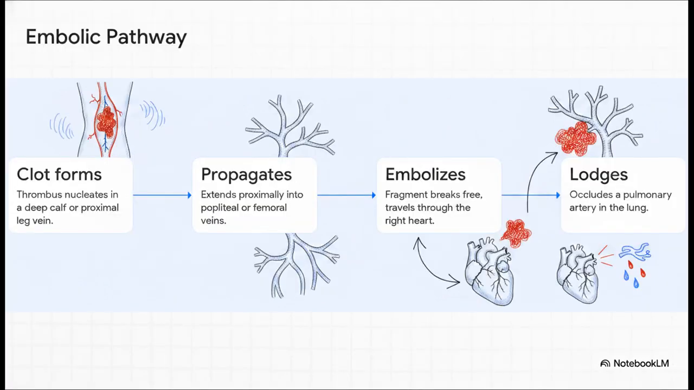Let's trace the actual literal journey of this thrombus. Think of it as the embolic pathway. Step 1. Driven by post-op immobility and venous stasis, the clot forms in a leg vein. Step 2. It propagates proximally, kind of just growing up into those larger femoral or popliteal veins. Step 3 is where it gets bad. A piece breaks free, embolizes, and shoots up through the right side of the heart. And step 4, it lodges violently into a pulmonary artery in the lung, putting huge strain on the right ventricle and completely tanking her blood oxygen.